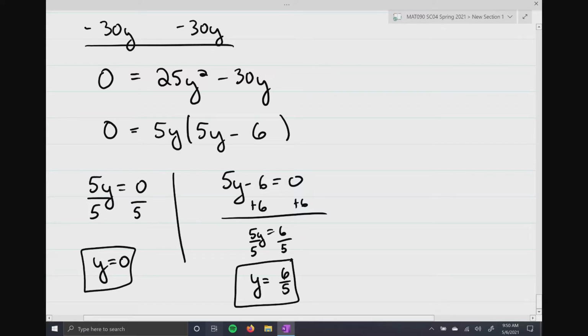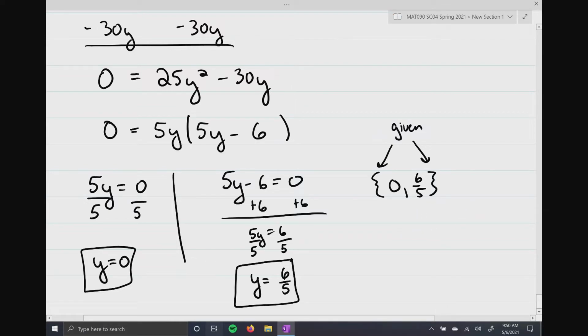To type in your answer, MyMathLab is going to give you the squiggly braces. The only thing they're going to say is type in your answer, use a comma to separate them. So you would just literally type in 0, comma, 6 over 5. That's it. Are there any questions there?